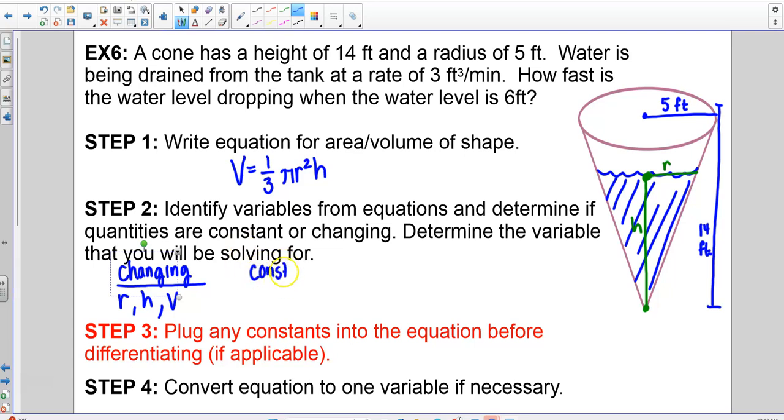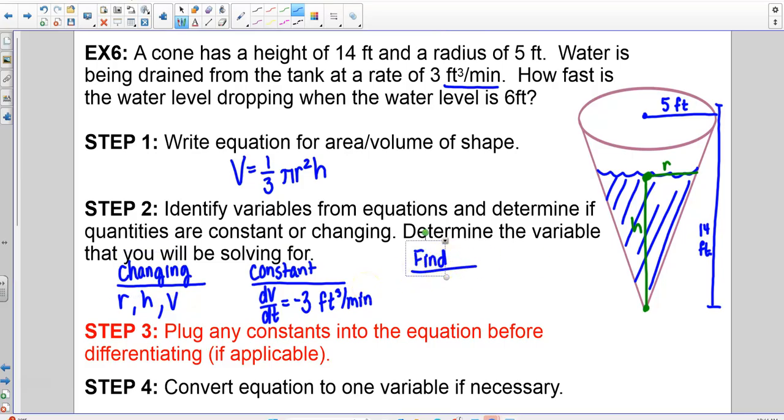Constant is going to be the rate at which water is being drained from the tank. So it's a rate, so it's d something dt. Which one is it? dV dt. It doesn't specifically say the rate at which the volume is changing, but we can tell by the units, cubic feet, that's volume per minute. So dV dt is, again, we're draining, so we want to use -3 cubic feet per minute.